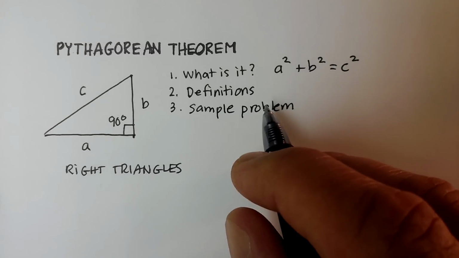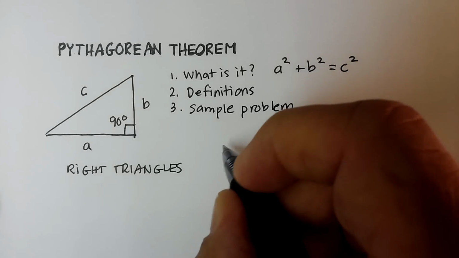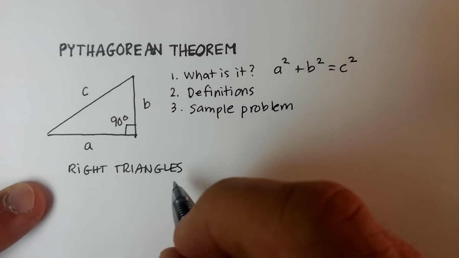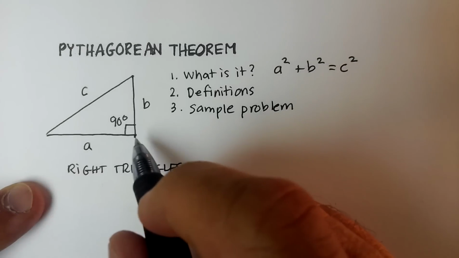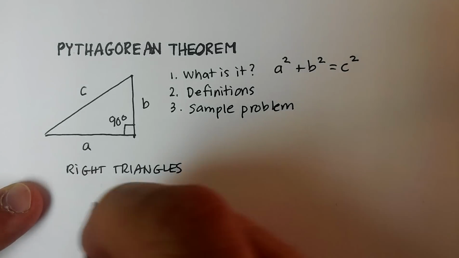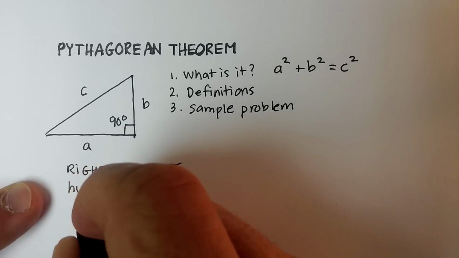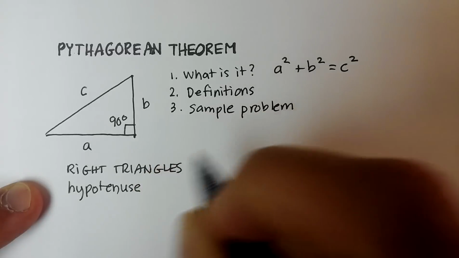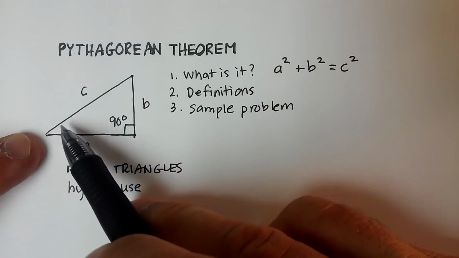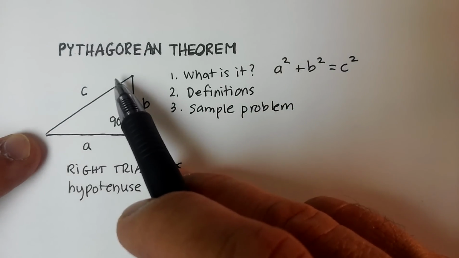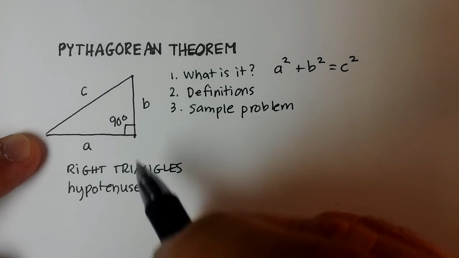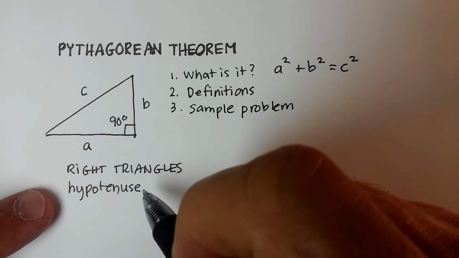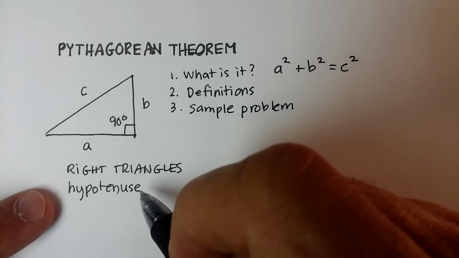Some definitions. What do you need to know? Well, we already defined right triangle. That's one of the definitions. A second definition that you probably should know is the hypotenuse. Let's put that over here. Hypotenuse. And the long side is always called the hypotenuse. So it's always the c. All right, it's always the side that's opposite the 90-degree angle. So that's one of the definitions you should know.